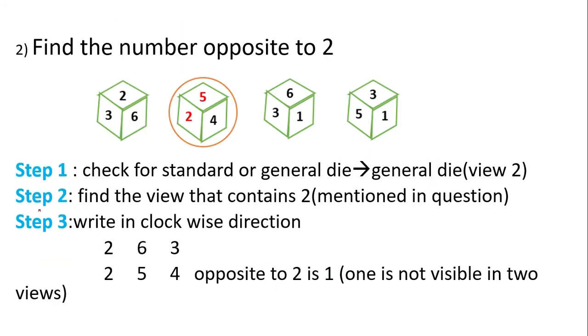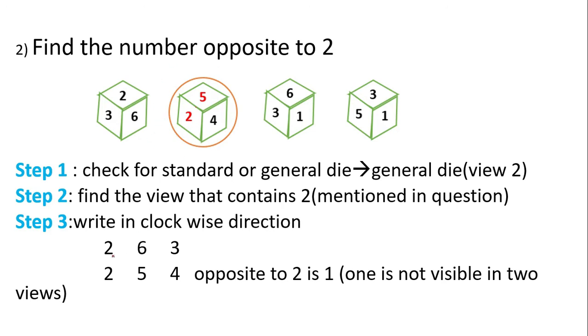The second problem. Find the number opposite to 2. In this case they have given 4 views of a single die, and the first step is to identify whether it is a standard die or a general die. Here in the second view we can tell that it is a general die. Now we have to find two views that have a common number. I have taken the first view and the second view, first die and the second die.